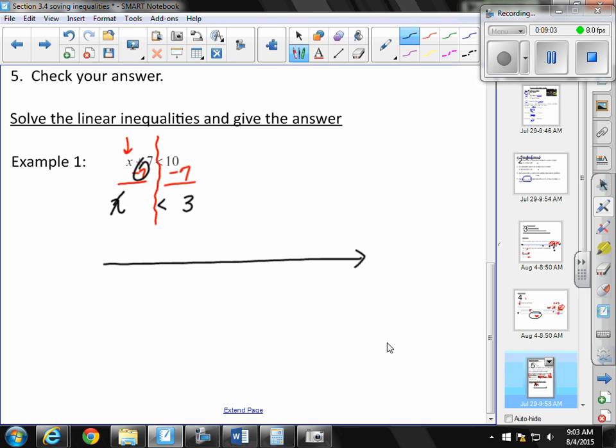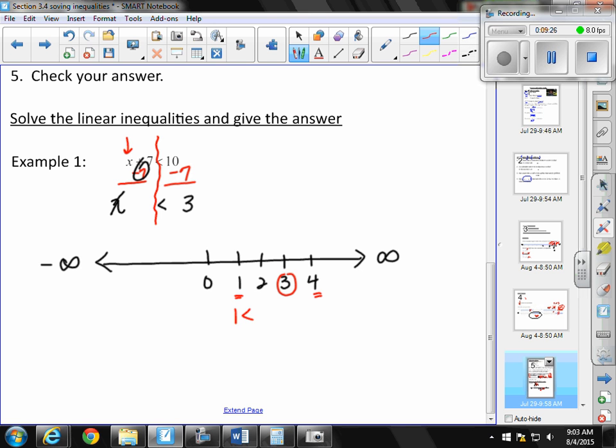I'm going to draw my number line. 0 and positive numbers go out to the right, and I go towards infinity to the right and negative infinity to the left. X is less than 3. So here's 3, and I can pick two test numbers. I can pick a number to the right and a number to the left.